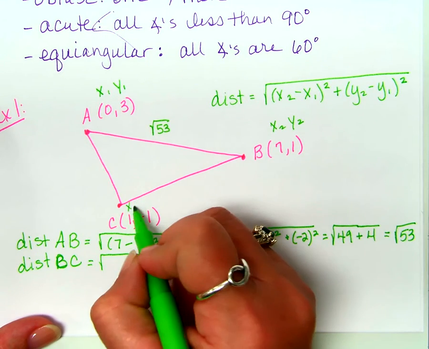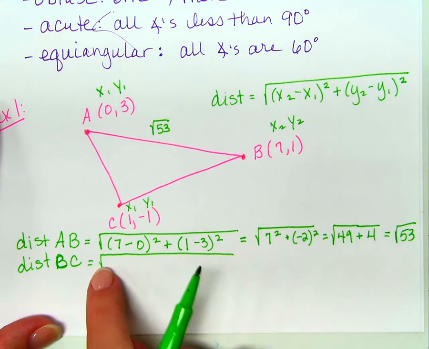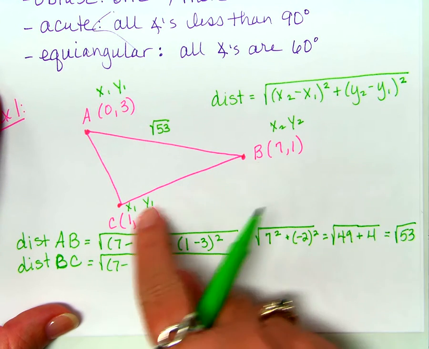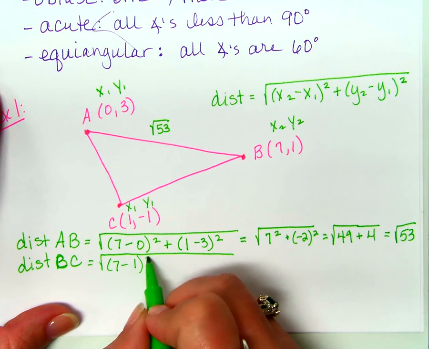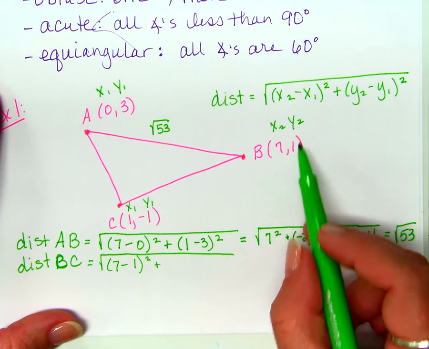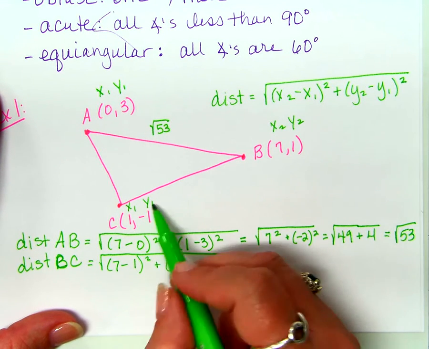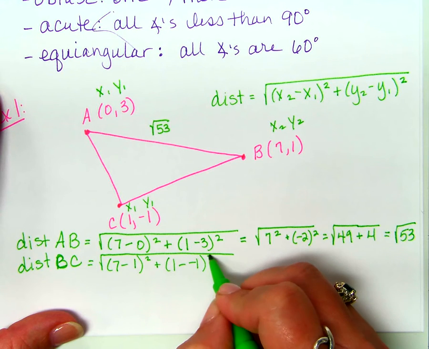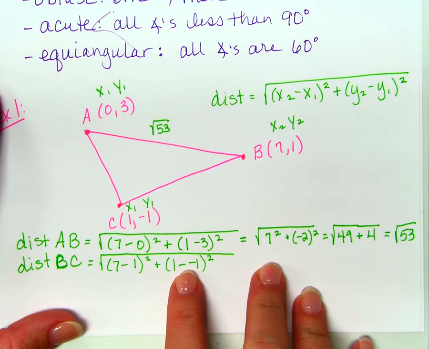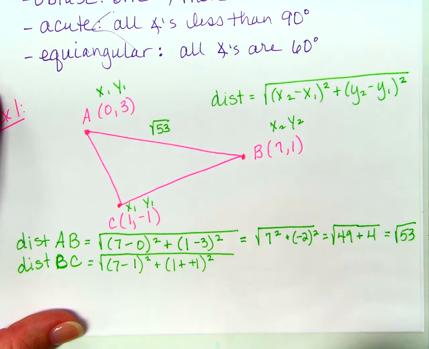So then let's make this one x1 and y1. Okay, so x2 is 7 minus x1 is 1 squared plus y2 is 1 minus y1. Oh, that's plus? How do you know that? Oh, so you know that because you're a genius. Okay, good.